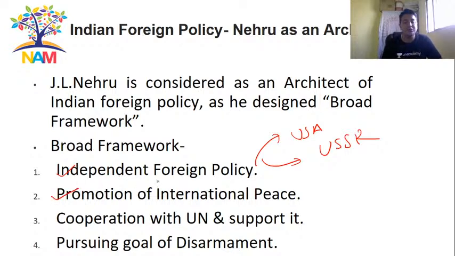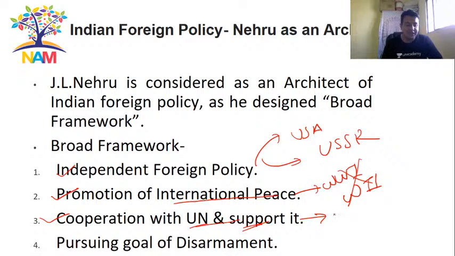Second, promotion of international peace. That is an important universal aspect, because the world suffered from the first and second world wars. And if peace does not prevail, then there is an end of the world. So Nehru was a supporter of peace, and he promoted it at the international level as well. Third, the UN support: he cooperated with the UN and supported the idea of the UN because he knew that the UN can act as a third party which will help the world become a better place. Clear? So he supported that.